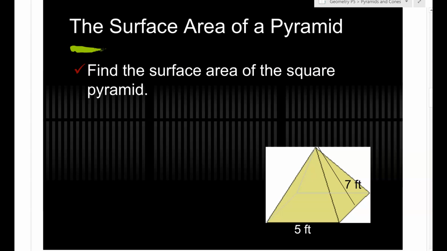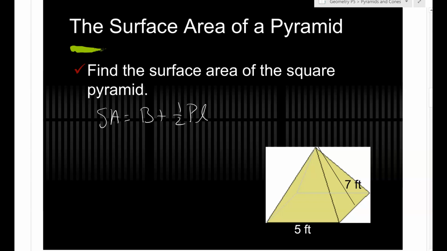Surface area of this pyramid, of this square pyramid. So this is a square pyramid. All right. And so we're going to use our formula. Surface area is going to be B plus 1/2 P, and then I'm going to write it as a little cursive L there as the L.